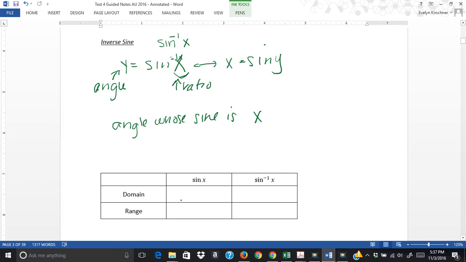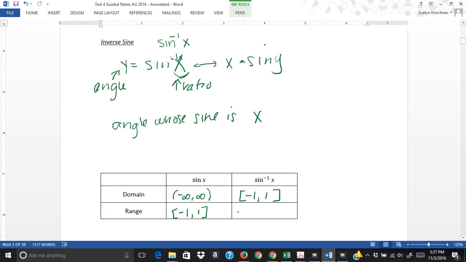For sine, my domain was negative infinity to infinity, everything worked. And my range was from negative 1 to 1. So remember, they would switch. So my input for my inverse sine would be negative 1 to 1. And if I was to pick a number outside of that domain, it would be invalid.